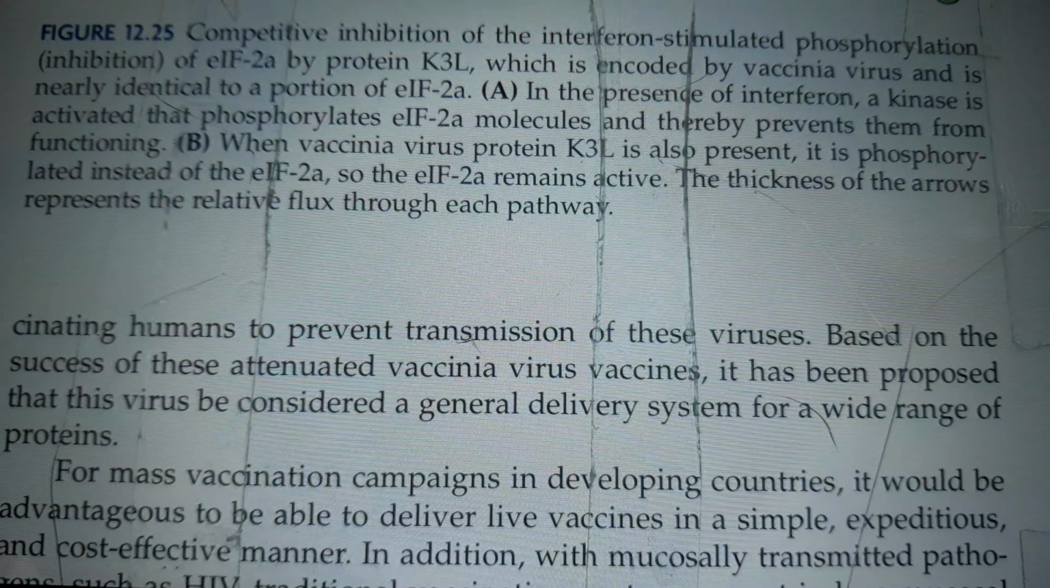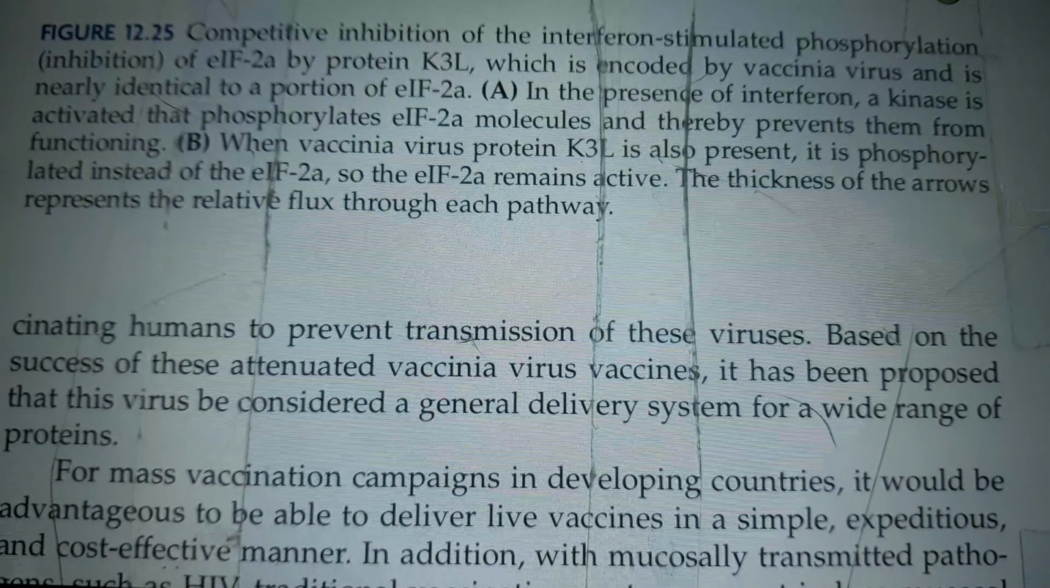In panel B, when vaccinia virus protein K3L is also present, it is phosphorylated instead of the eIF2A, so the eIF2A remains active. The thickness of the arrows represents the relative flux through each pathway.